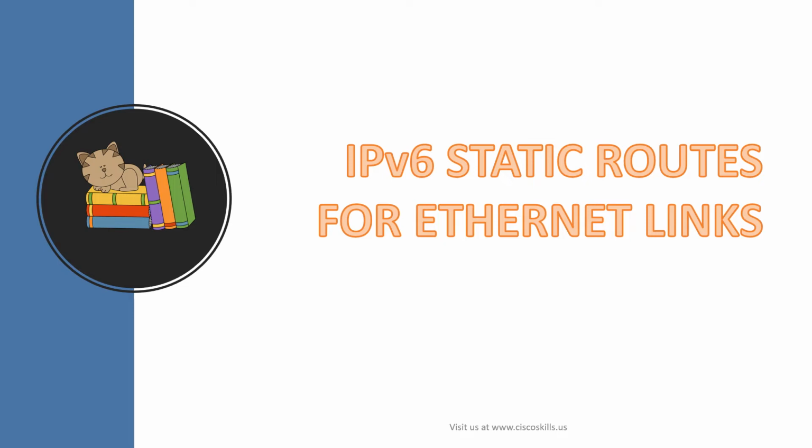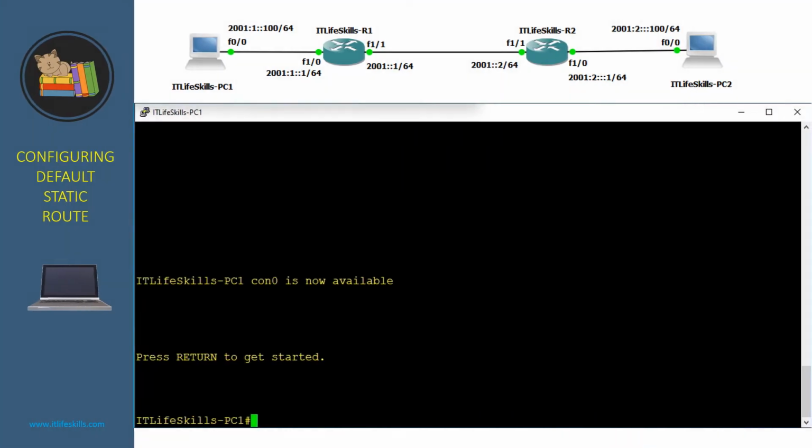Let's learn about configuring IPv6 static routes for Ethernet links. In this lesson, we will configure this network so that PC1 can send IPv6 packets to PC2, which also means PC2 can send IPv6 packets to PC1. As you may recognize, PC1 and PC2 are actually Cisco routers.